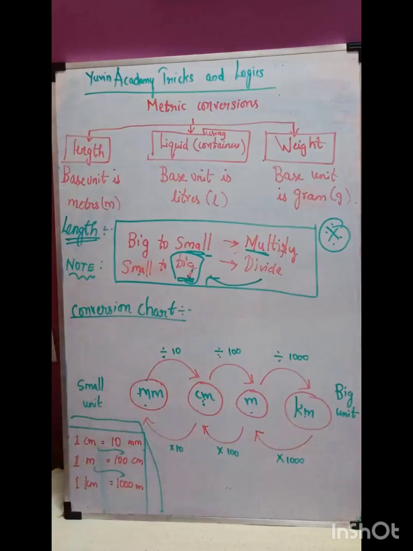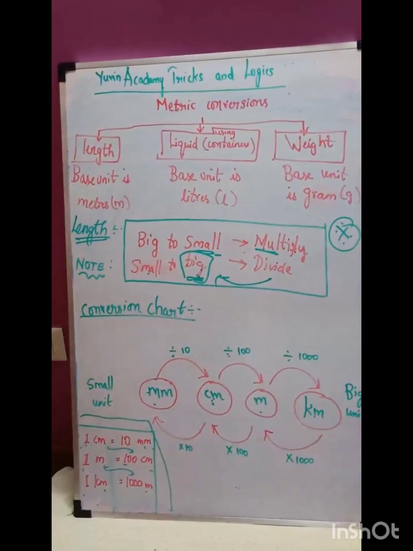See this chart. These are the basic units. 1 centimeter equals 10 mm, 1 meter equals 100 centimeters, 1 kilometer equals 1000 meters. Please memorize this one. This is the main conversion, because big to small means multiply, small to big means divide. You should know what value you have to multiply and divide with.